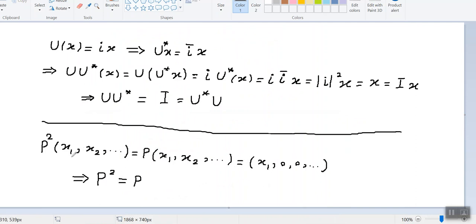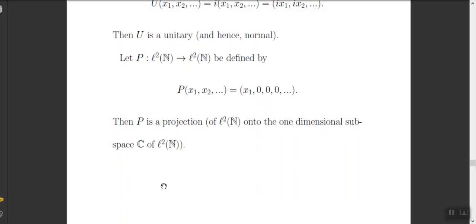It's really easy. You can show that P squared at x equals P at x, and that equals this. It means P squared at (x1, x2, ...) equals P at (x1, x2, ...), and so on, and this equals (x1, 0, 0, ...), and so on. So I leave it to you to check. Okay, so P is a projection.